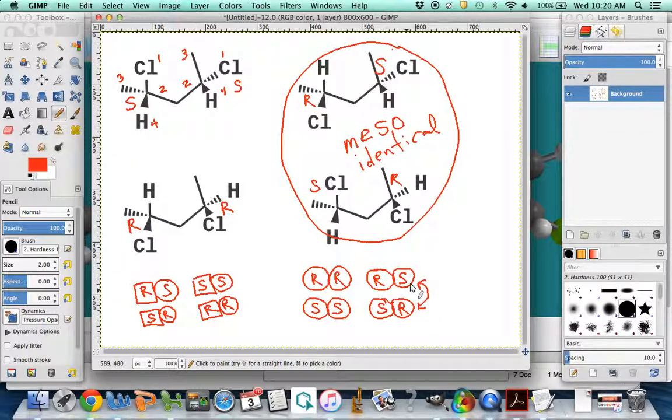If we just took this molecule and flipped it 180 degrees, it would be SR, right? And those would be the exact same molecules. We can't do that with this one because RR is never going to turn to SS. But it doesn't matter whether the S is on the left and the R is on the right or vice versa. It's the same thing.